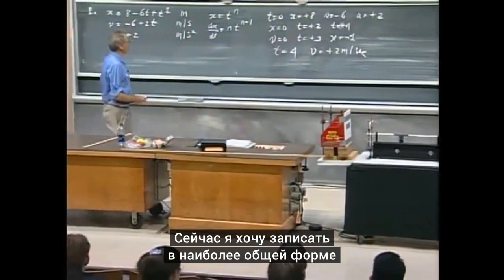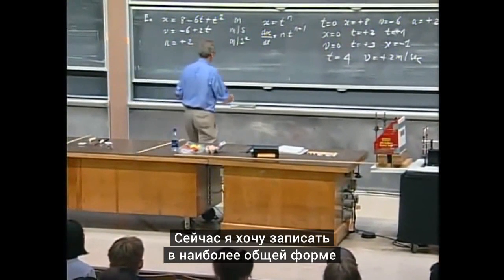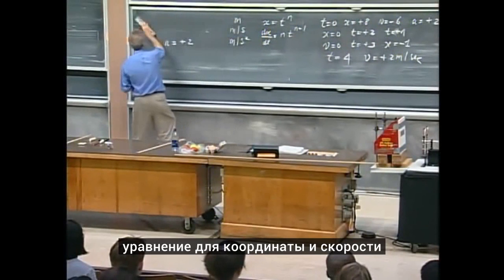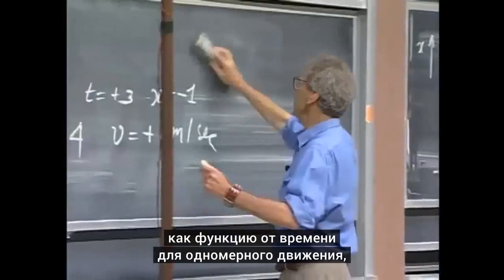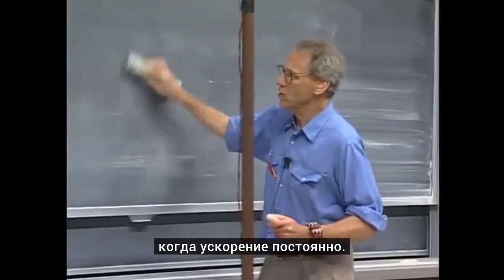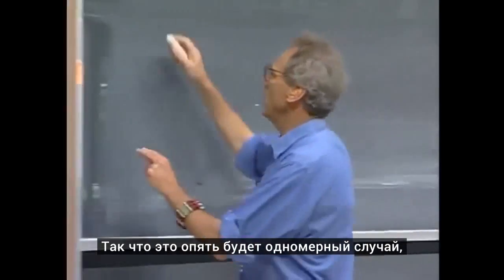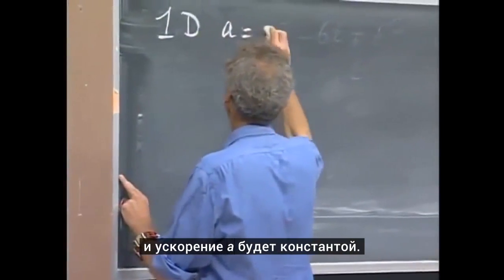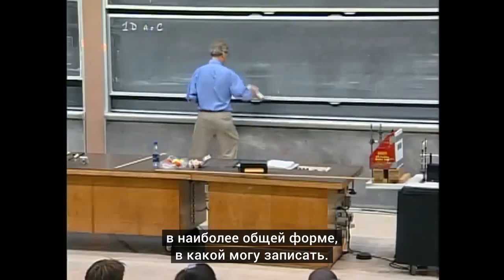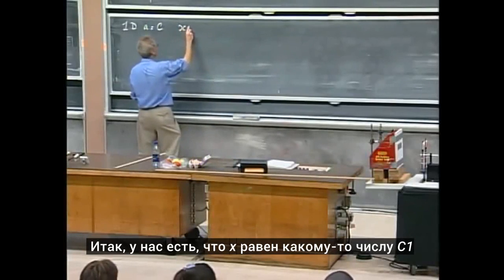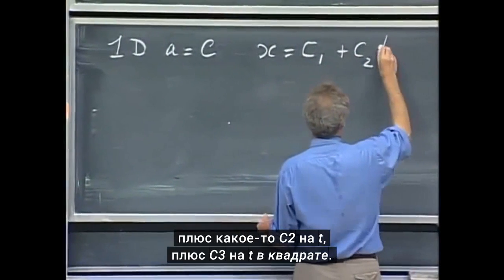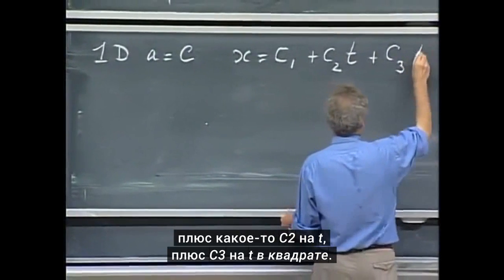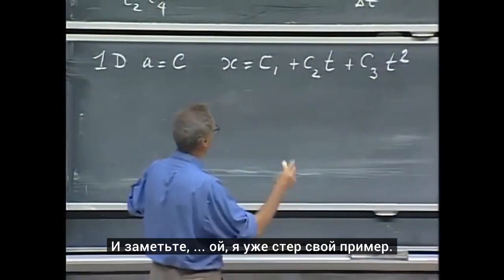I now would like to write down, in most general form, the equation for the position and the velocity as a function of time for a one-dimensional motion whereby the acceleration is constant. So it's going to be one-dimensional again, and a is going to be a constant. The equation that I write down is the most general way that I can write it. So we're going to get x equals some number c1 plus some c2 times t plus some c3 times t squared.